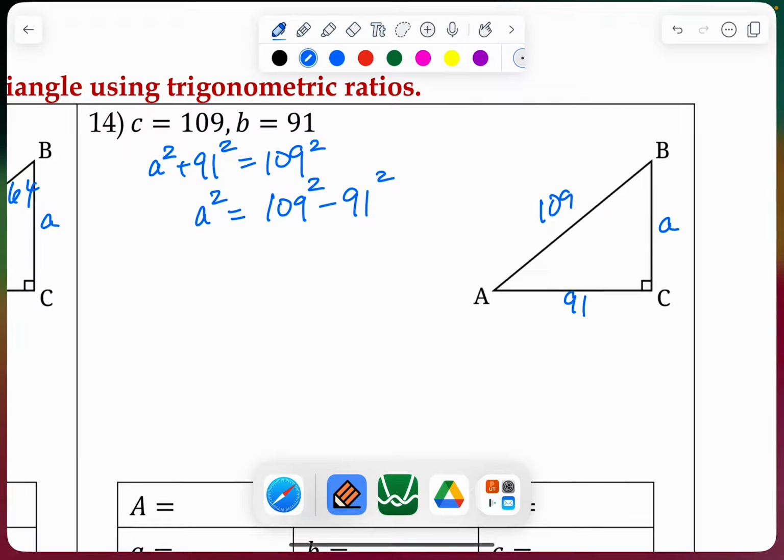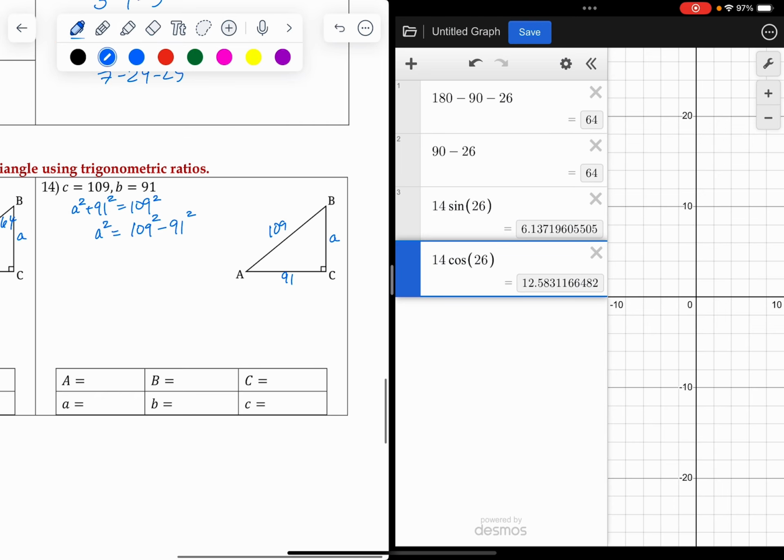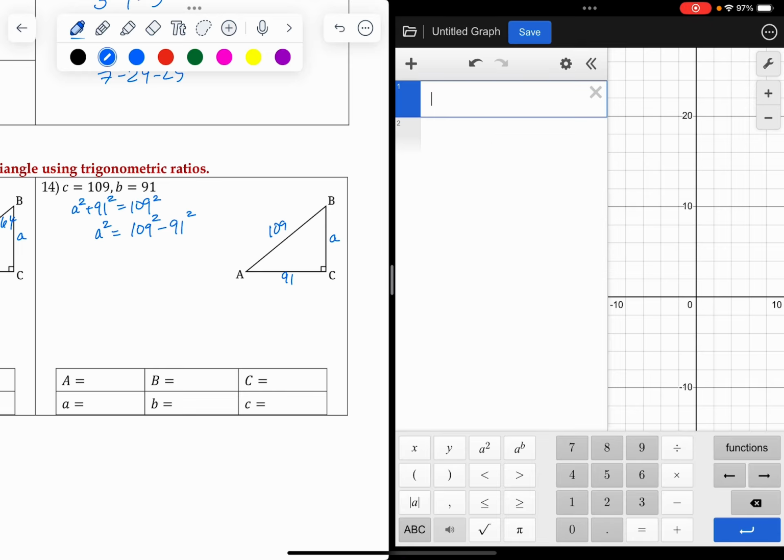Now let's go grab Desmos. Come back, Desmos. See, I'm a little congested. I'm sorry. I don't know, just in time for Thanksgiving.